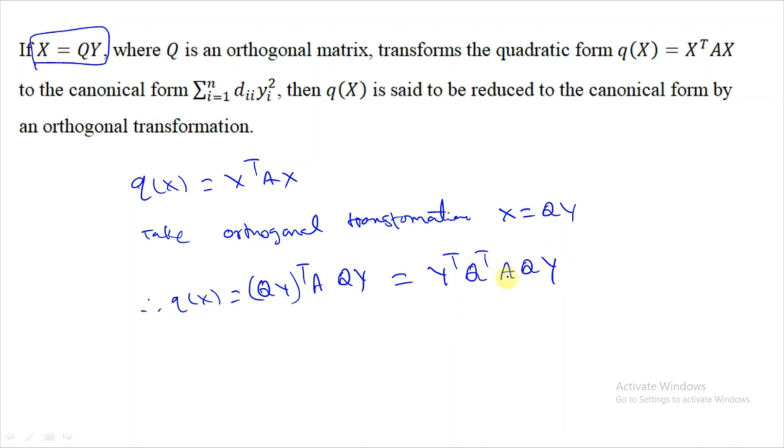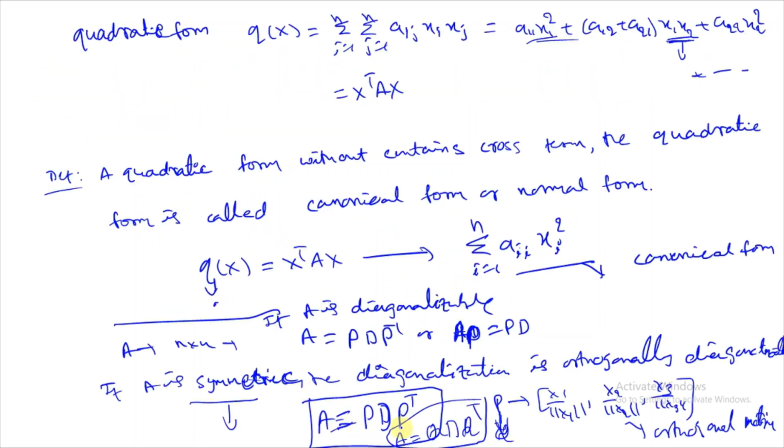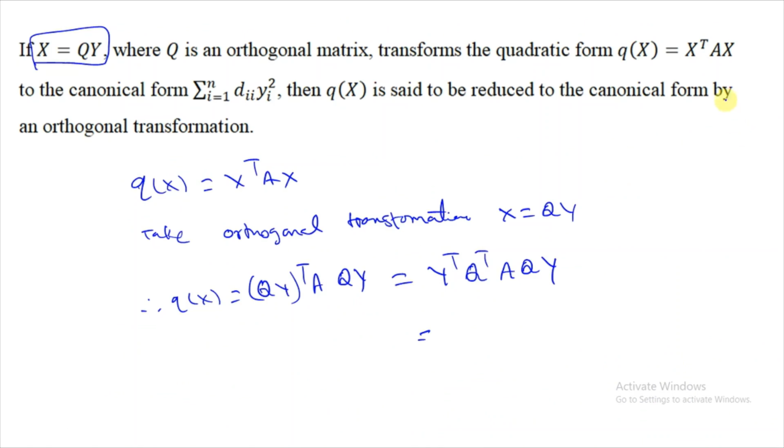Here A is a symmetric matrix. Already I told you a symmetric matrix is orthogonally diagonalizable. You can convert it to orthogonal diagonalizable. We have written A equal to QDQ transpose. If you pre-multiply and post-multiply, Q transpose AQ is equal to Q transpose Q, which is identity, and Q transpose Q is also identity. That means Q transpose AQ gives a diagonal matrix.